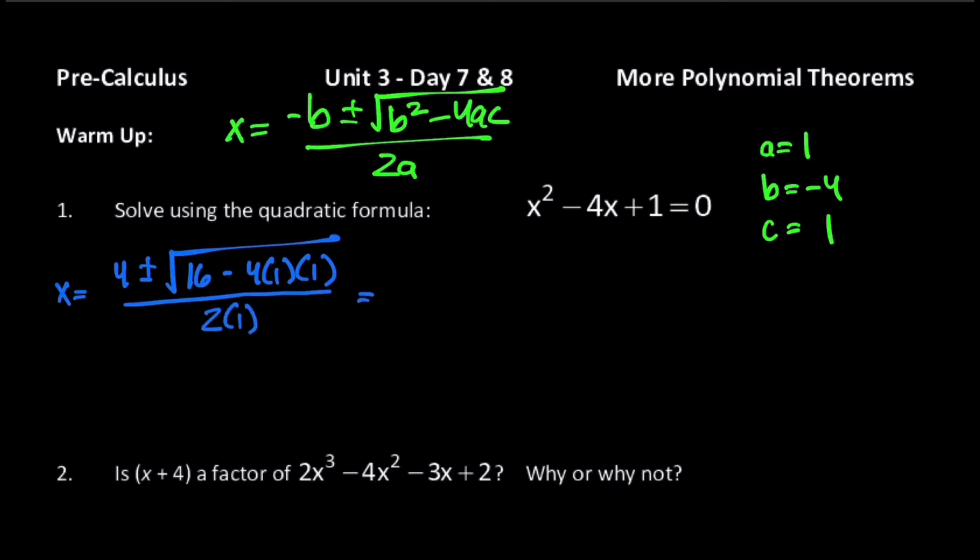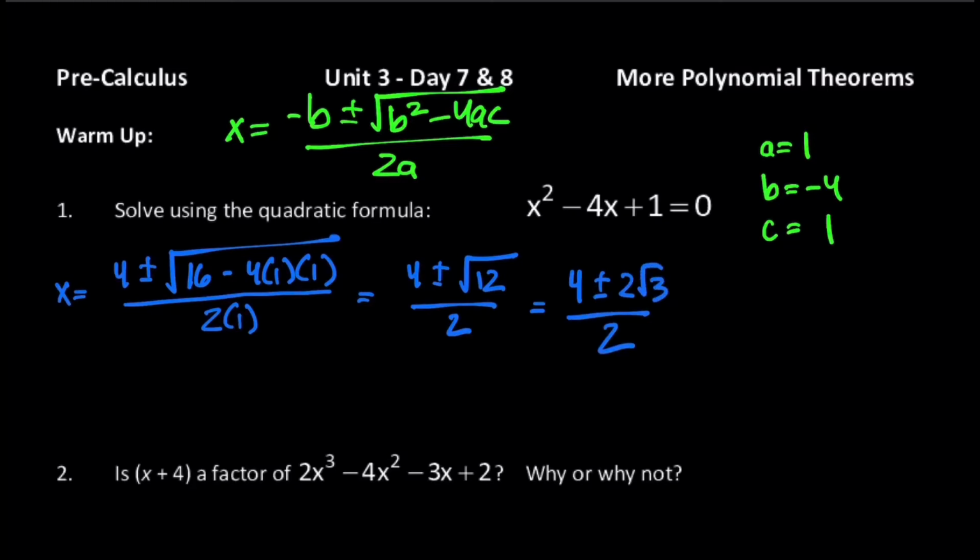Now, if I simplify this, I get 4 plus or minus square root 12 all over 2. And remember how we simplify this radical. I'm going to break that up to square root 4 and square root 3, and the square root 4 is just 2. So 2 square root 3 is going to replace that. That gives me 4 plus or minus 2 square root 3 all over 2.